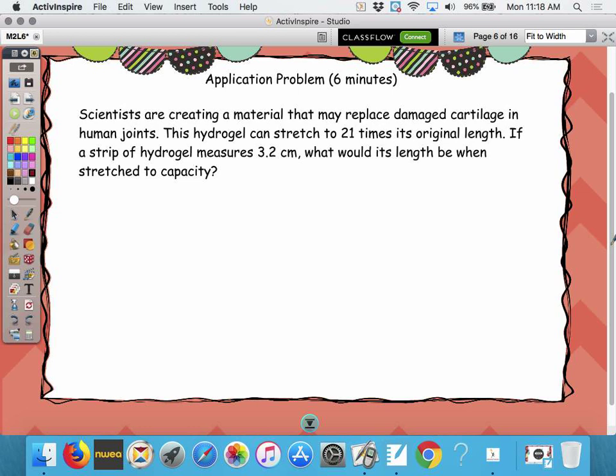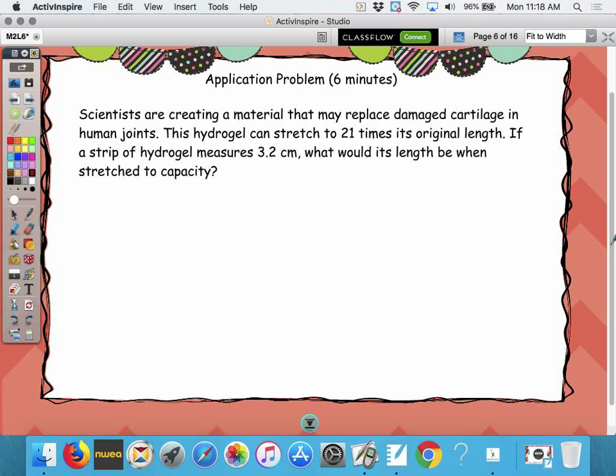Scientists are creating material that may replace damaged cartilage in human joints. This hydrogel can stretch to 21 times its original length. If the strip of hydrogel measures 3.2 centimeters, what would its length be when stretched to capacity?